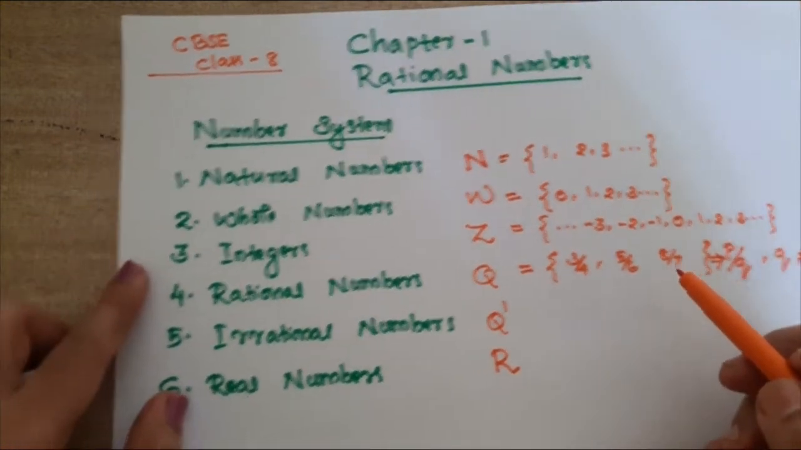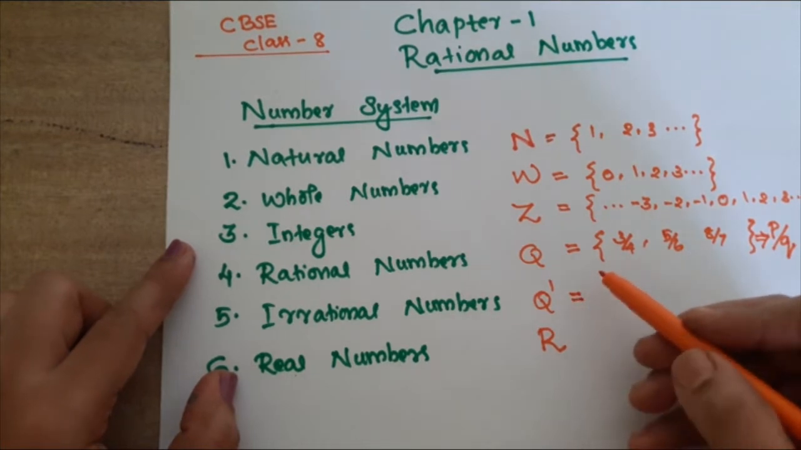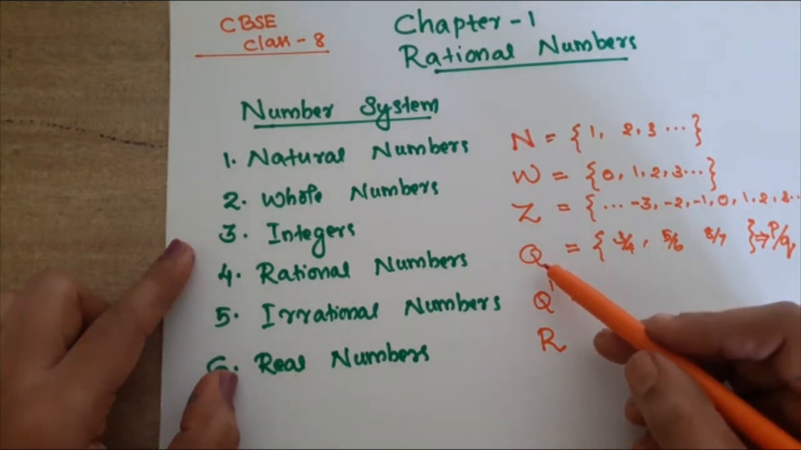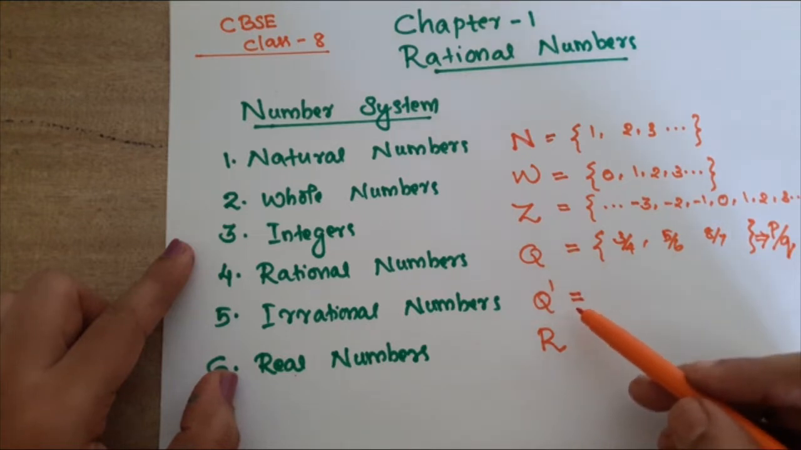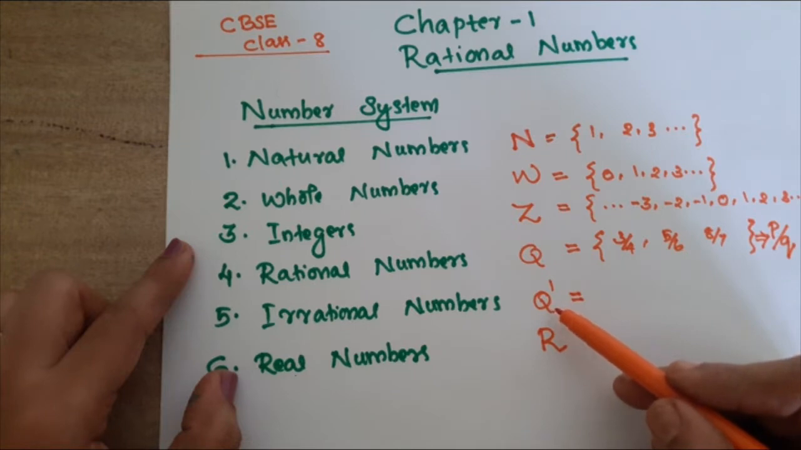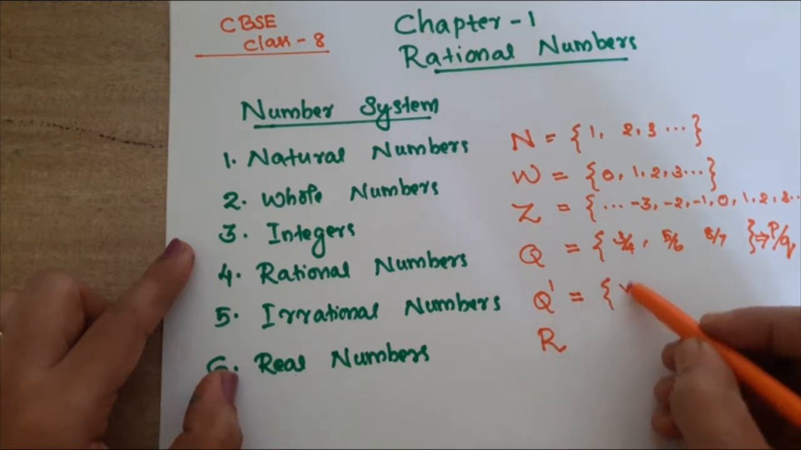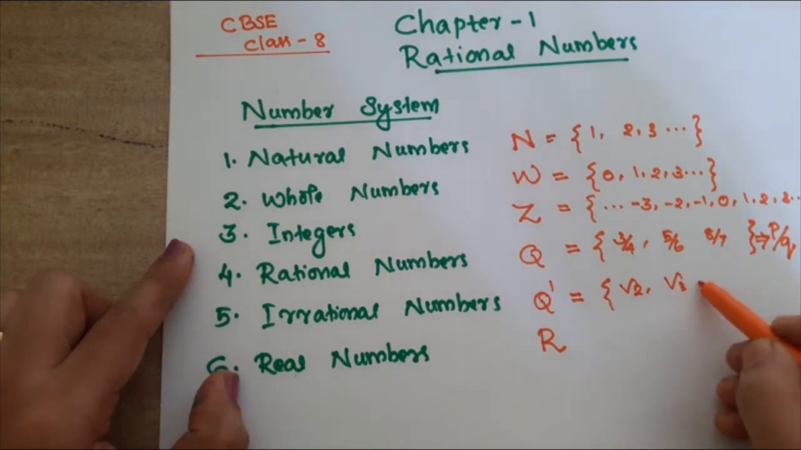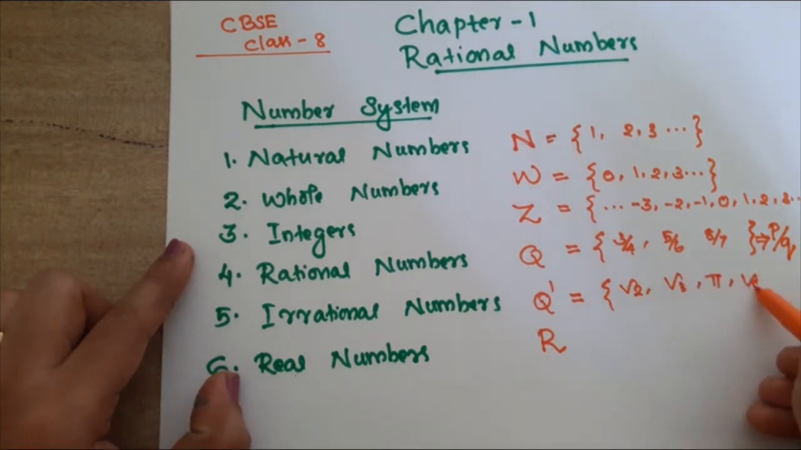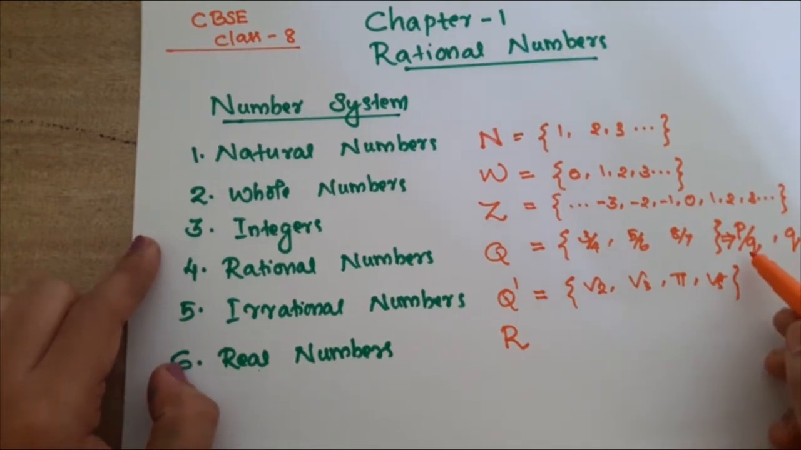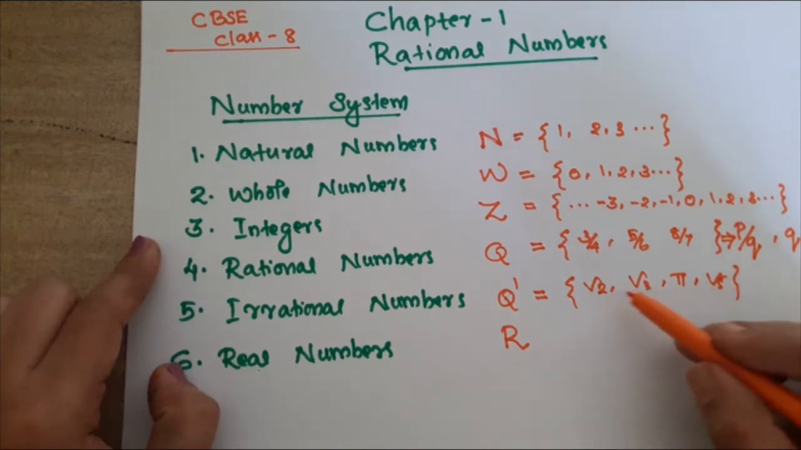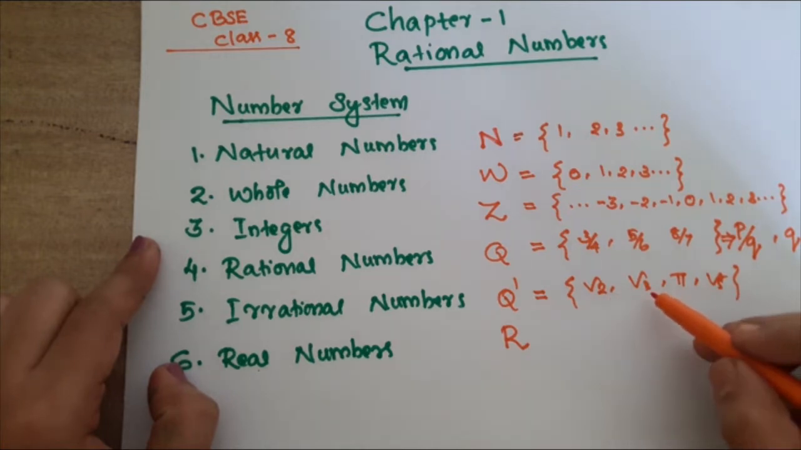Then what is an irrational number? The rational number is represented using the letter Q. Irrational number is represented using the letter Q dash, and it includes root 2, root 3, pi, root 5. These types of numbers are included in the irrational numbers. We cannot write an irrational number in P by Q form. So it is another set, that is root 2, root 3, pi. These all have values also, right?